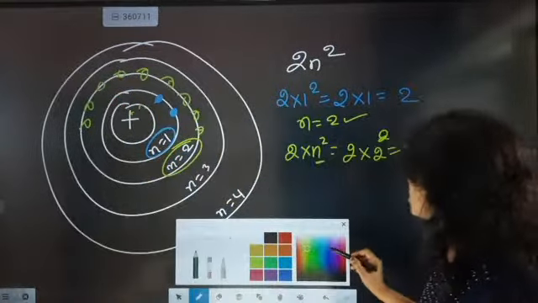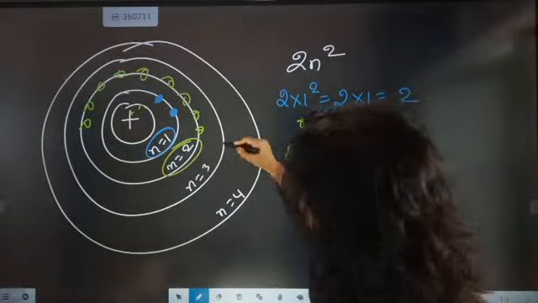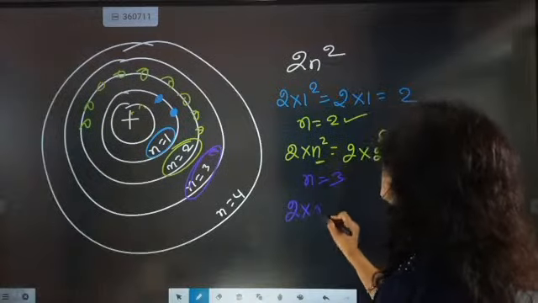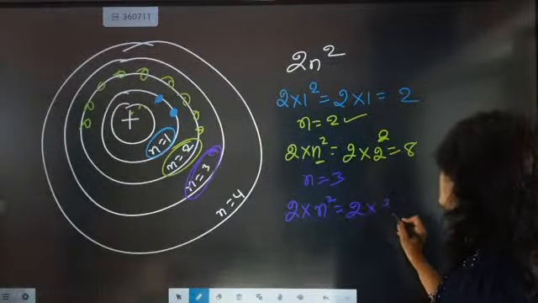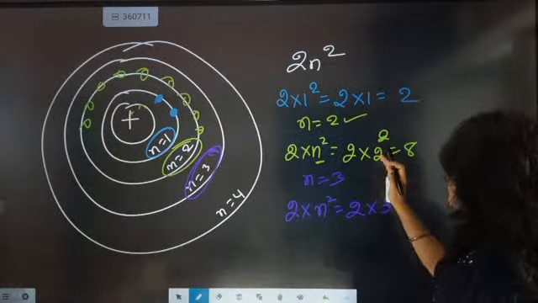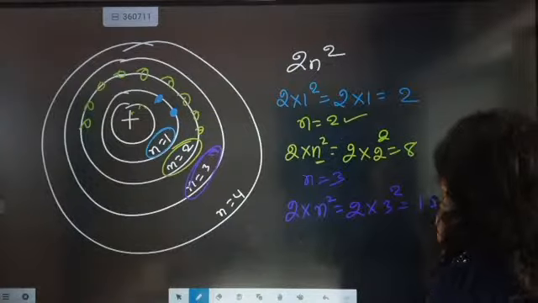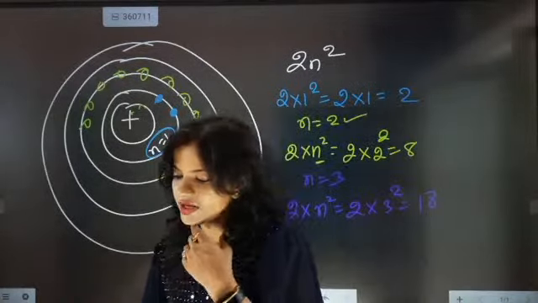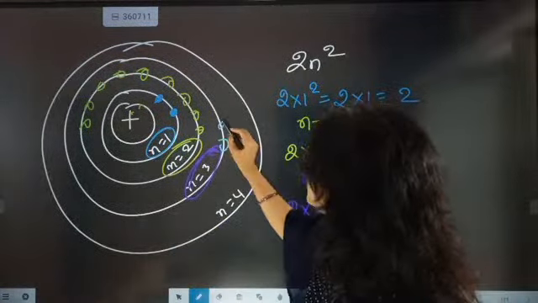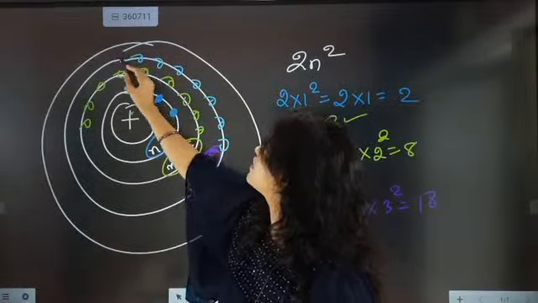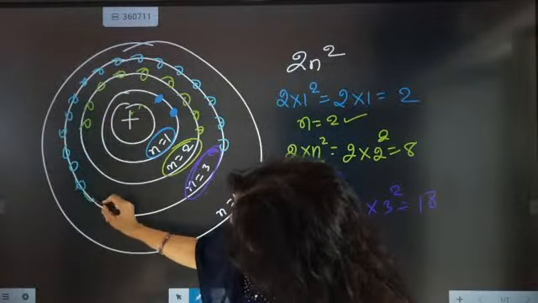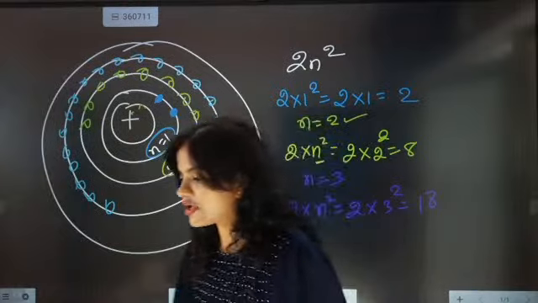Now third orbit, n equal to 3. 2 into n square, 2 into 3 square. So 2 into 9 is 18. So the third orbit can have 18 electrons: 1, 2, 3, 4, 5, 6, 7, 8, 9, 10, 11, 12, 13, 14, 15, 16, 17, 18. I hope now you have understood.